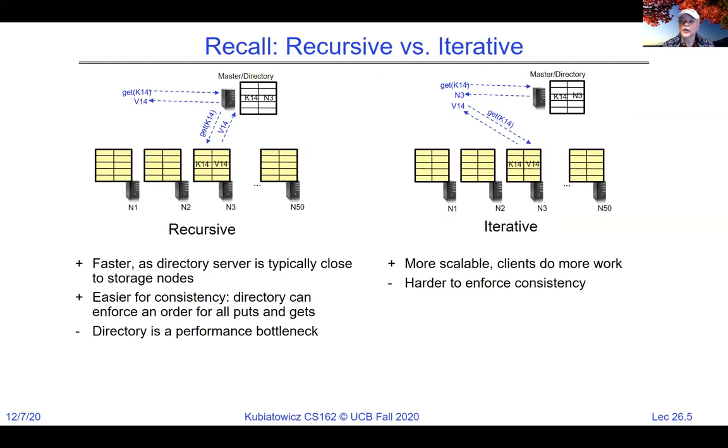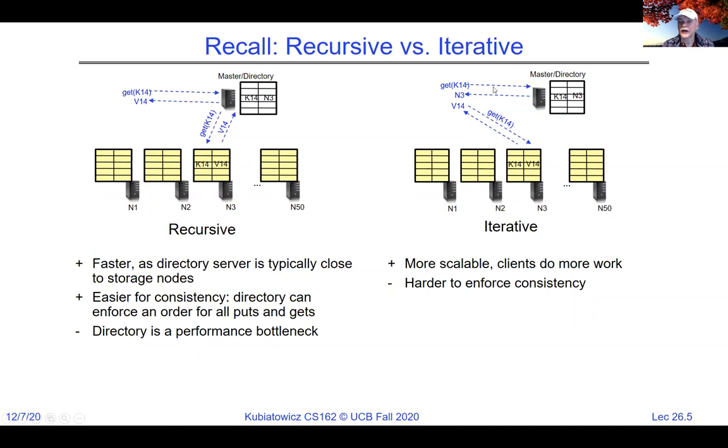Before we get there, I wanted to remind you of this notion of recursive versus iterative lookups. Here's an example of a recursive lookup, which is like routing. So R for recursive, R for routing. If I say I want to get whatever key 14 has got, it goes to the master directory, and then that directory forwards it on. It routes it to the particular node that's got the results, and then the node returns to the directory, which returns back to the original client. That's recursively routing its way through.